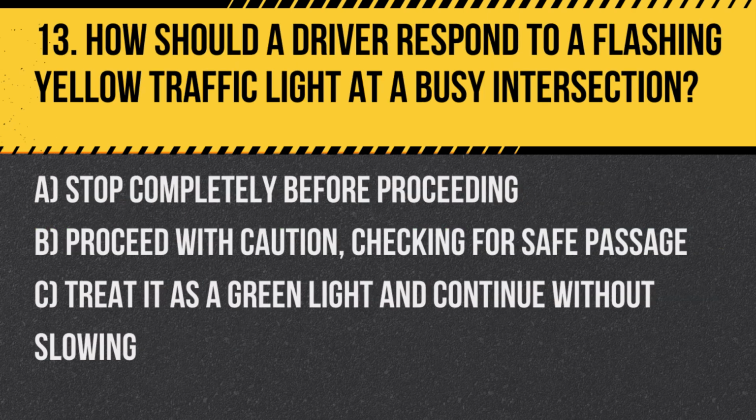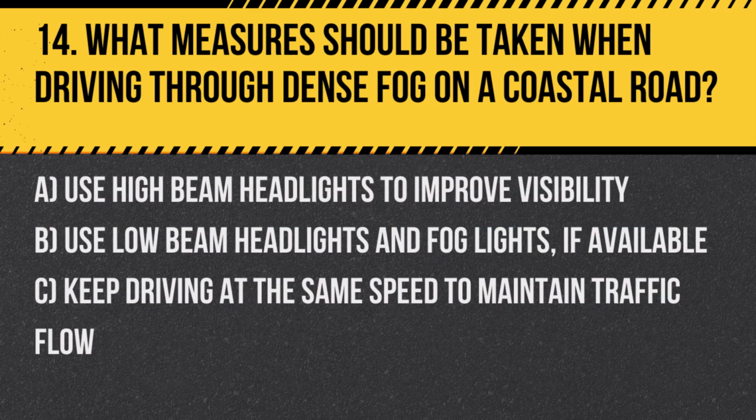Question 13. How should a driver respond to a flashing yellow traffic light at a busy intersection? A. Stop completely before proceeding. B. Proceed with caution, checking for safe passage. C. Treat it as a green light and continue without slowing. Answer: B. Proceed with caution, checking for safe passage. A flashing yellow light signals the driver to be cautious and proceed only when it's safe, without necessarily coming to a complete stop.